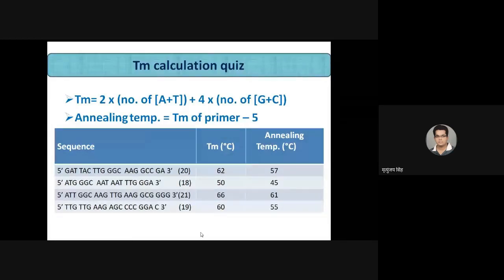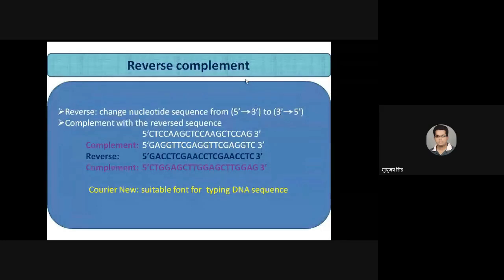Now, reverse complement means changing the nucleotide sequence direction from 5 prime to 3 prime into 3 prime to 5 prime. If you have any primer sequence like this, written 5 prime to 3 prime, first form the complement sequence, that is the opposite of this sequence, and then reverse the direction, that first was 5 to 3 prime, now 3 to 5 prime, just change it to 5 to 3, that is GACCT like this, and then reverse, then form the complement of the reverse sequence.